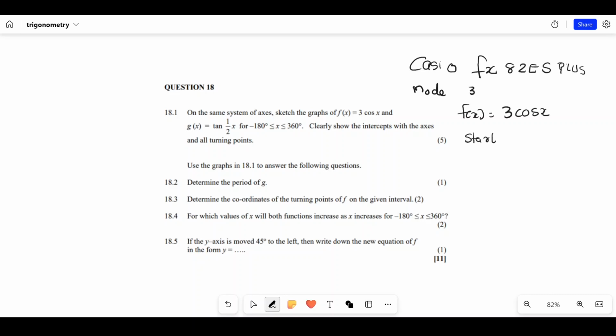Then it will show you where to start. If you see g(x), you ignore it for now. You are going to start at negative 180, so you enter negative 180 in the calculator. Press the equal sign. Then the calculator is going to ask you where to end. You must say you are ending at 360. So it's all in the question. All we are entering is what is given in the question, 360 degrees.